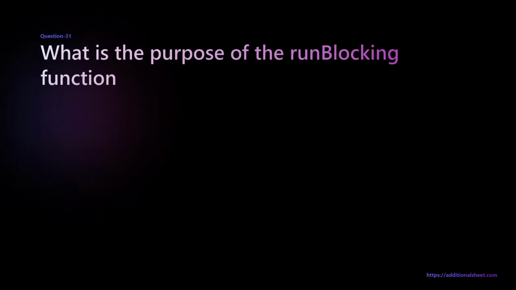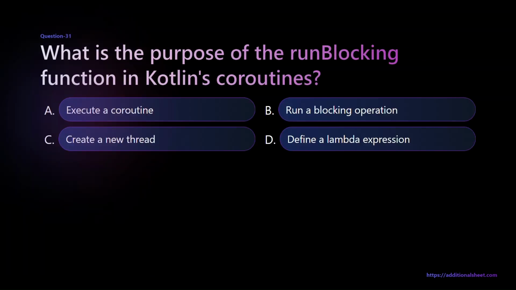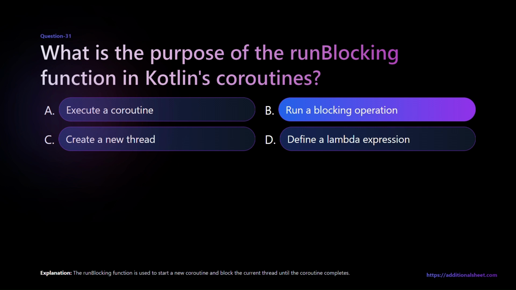What is the purpose of the runBlocking function in Kotlin's coroutines? Option A, execute a coroutine. Option B, run a blocking operation. Option C, create a new thread. Option D, define a lambda expression. The correct answer is option B, run a blocking operation.